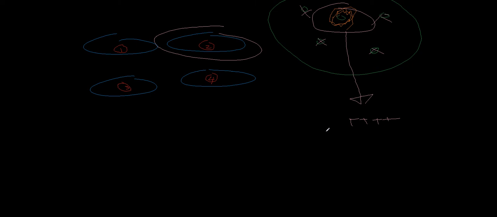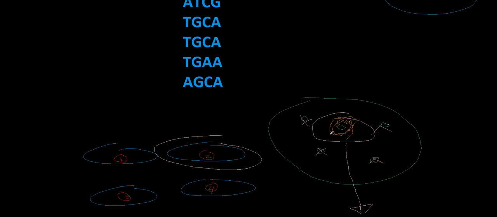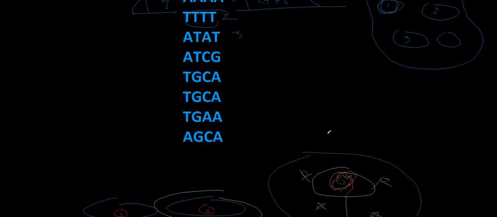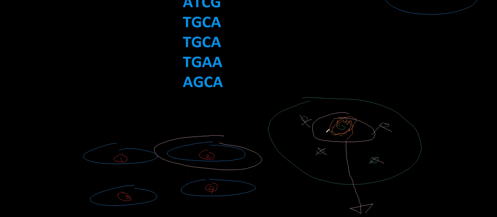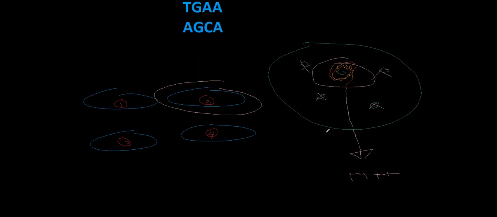So that's one way you can use an RBS library in order to generate brighter cells and find, I guess, altered biological activity. So hopefully that makes sense. Let me know if there are any questions or uncertainties, and I will try to answer them.